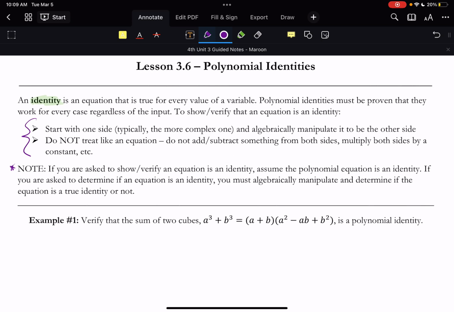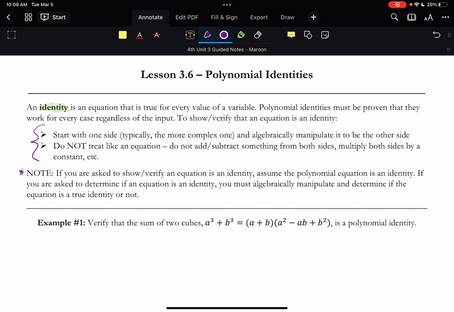To show or verify that an equation is in fact an identity, you start with one side and algebraically manipulate it to be the other side. You do not treat it like an equation. That's the biggest thing that trips people up with identities: they see an equal sign and think they can solve it like an equation with a lot of variables. That's not the case. What you need to do is pick a side, start with it, and then apply all the algebraic properties that you know to show that it is in fact the other side.